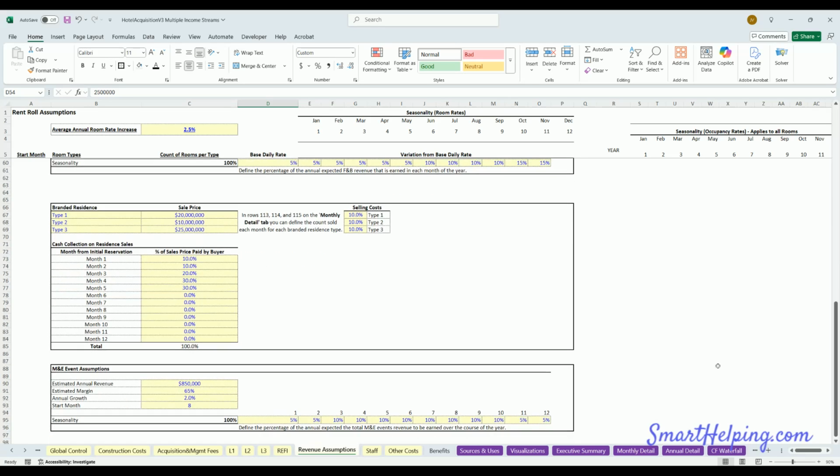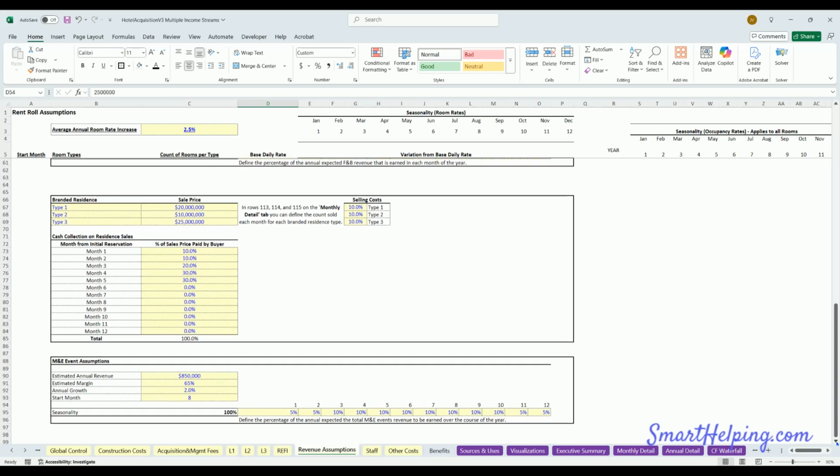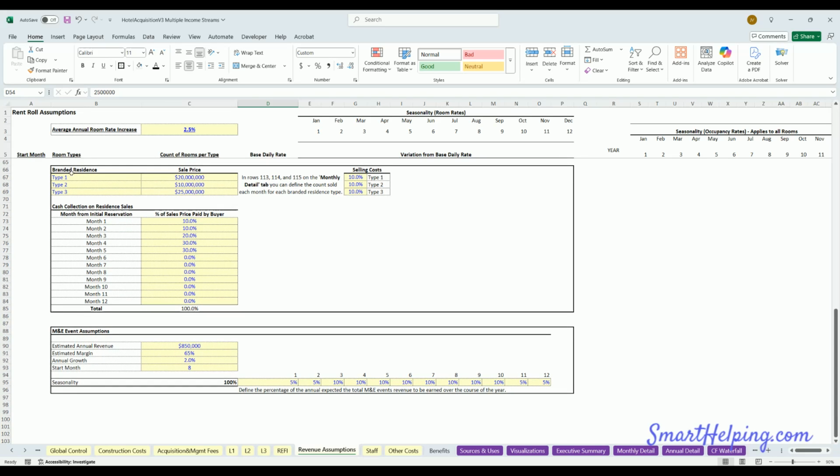Okay, then we have branded residence. There's a little bit of complexity going on with this one. So there's up to 3 types. You could define the average sale price of each residence. So this would be if you're constructing new homes in the area and you're going to sell them off. Or it could be maybe multifamily buildings around the hotel or what have you. The point is you're going to build them and sell them right away without collecting any rents.